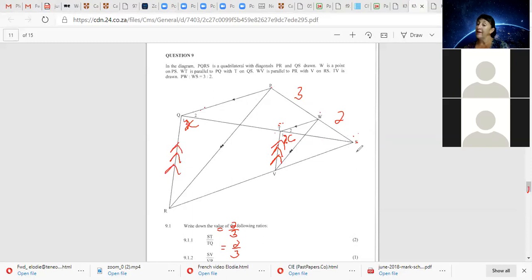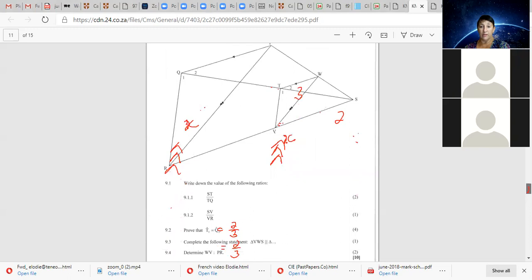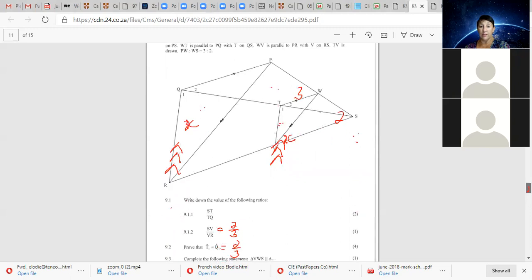So just remember to name it in the correct order. Okay, if it's SWV, then it's SPR. And if it's the other way around, those are swapped. Okay, so it's SPR or SRP. VWS is the same as RPS.